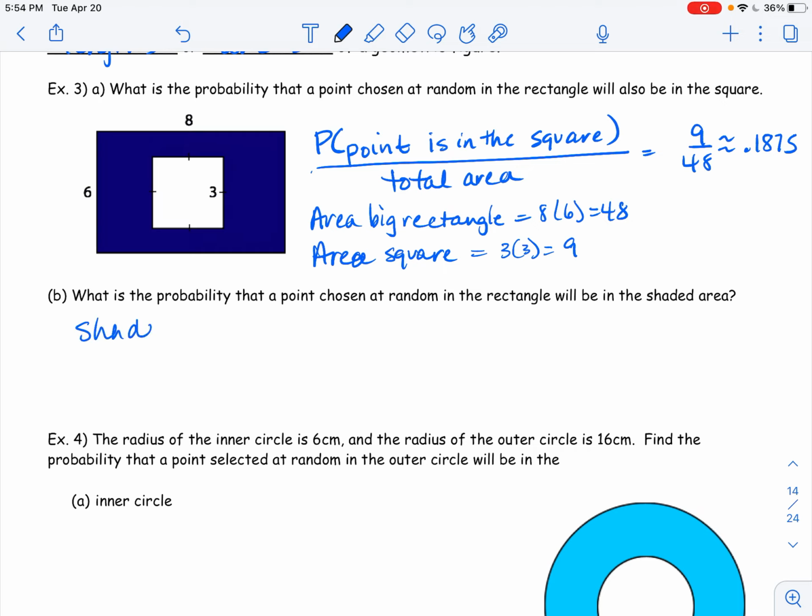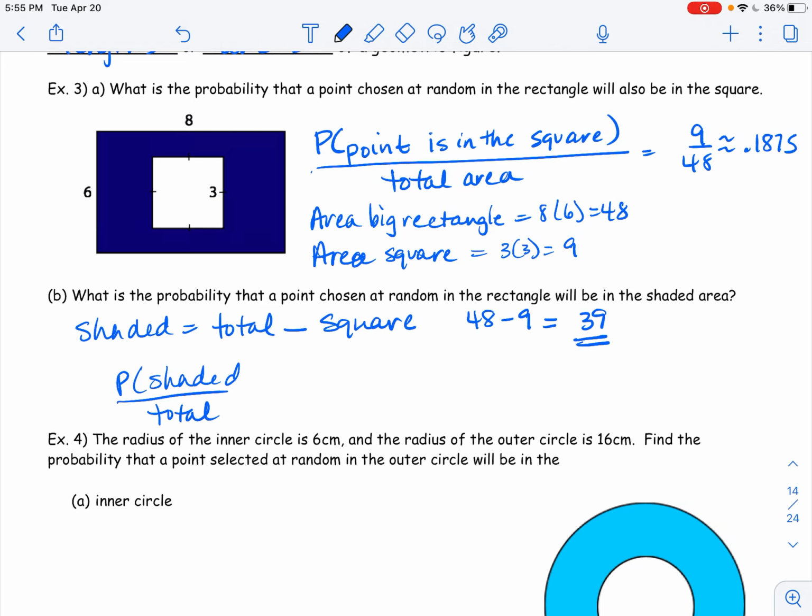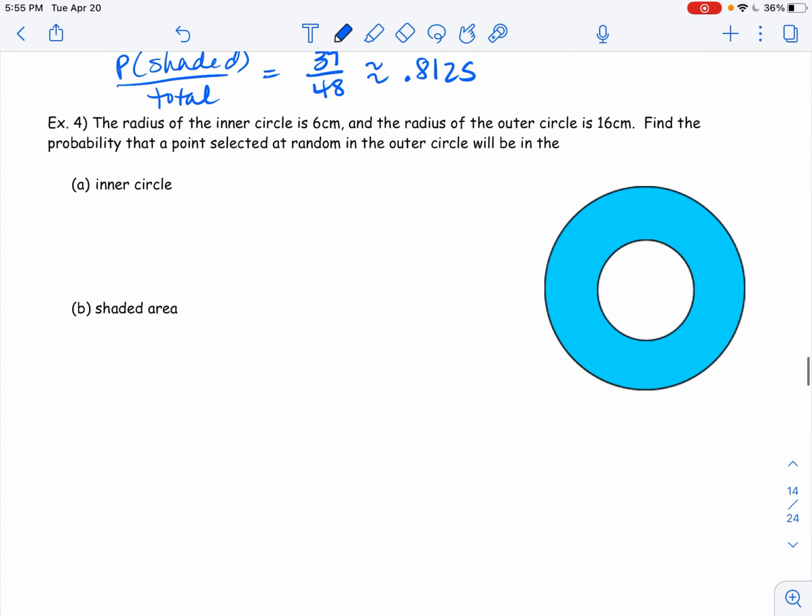Part B, what is the probability that a point chosen in the rectangle will be in the shaded? Okay, so to find the area of just the shaded, we need to take the total area and subtract the square. And so the total was 48. If we subtract 9, the area of the shaded is 39. So probability of the shaded over the total is equal to 39 over 48, which is about 0.8125.